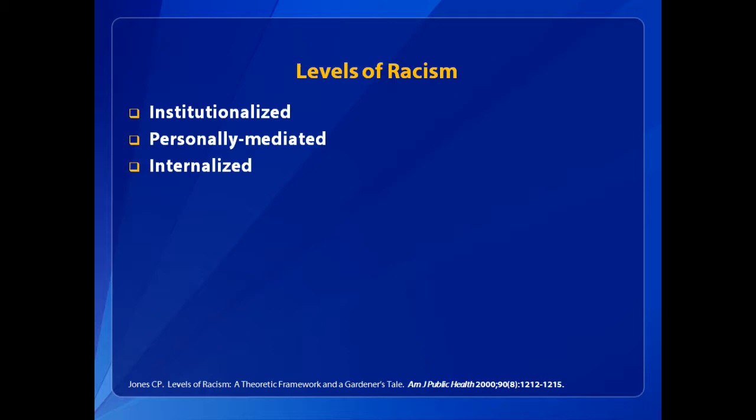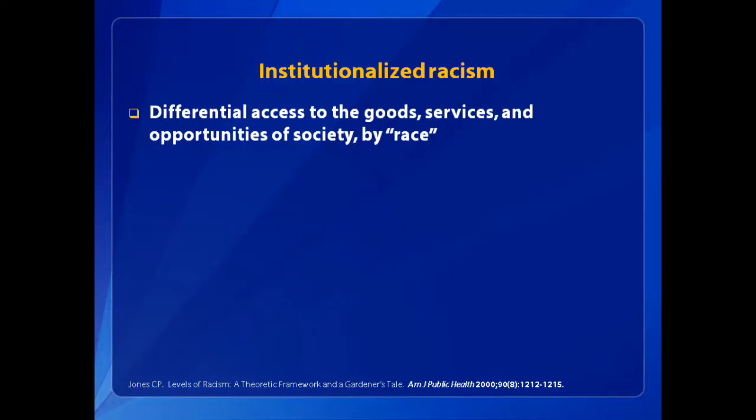I'm going to just very quickly define them, flash up some examples, and then I want to share my communication tool, a story that helps people to understand. So institutionalized racism, in my mind, is that system, the structures, policies, practices, norms, and values that result in differential access to the goods, services, and opportunities of society by race.